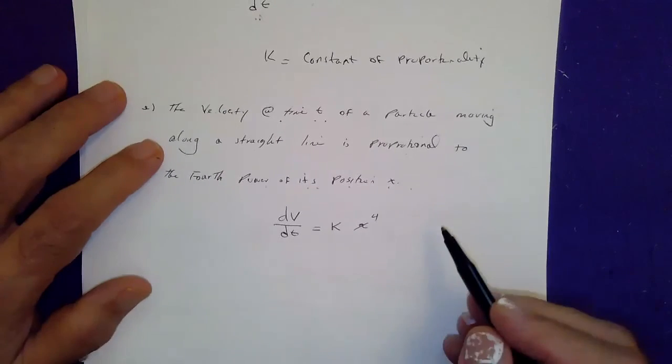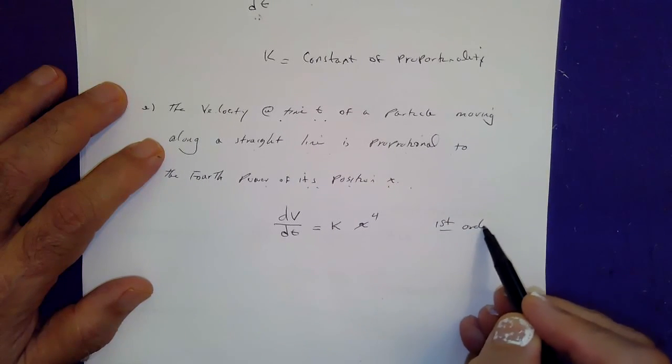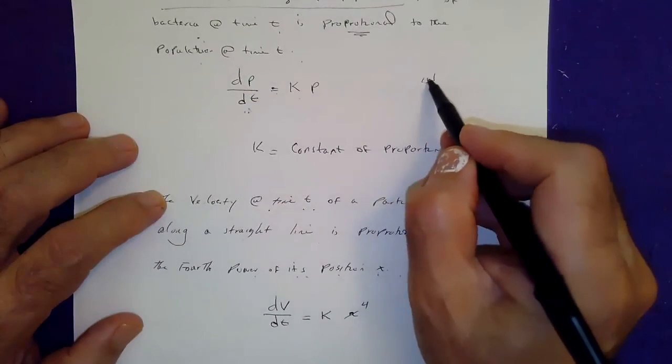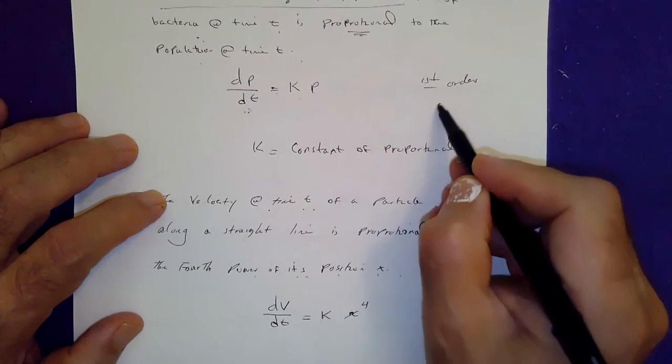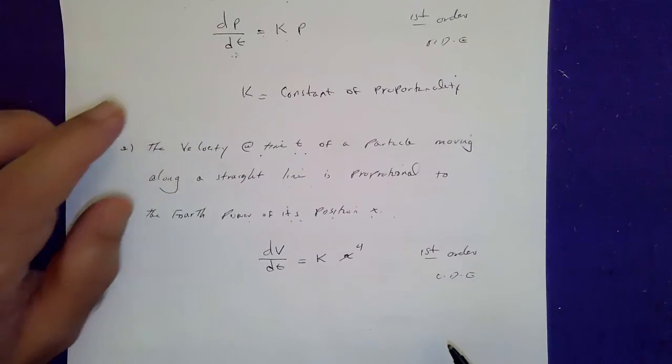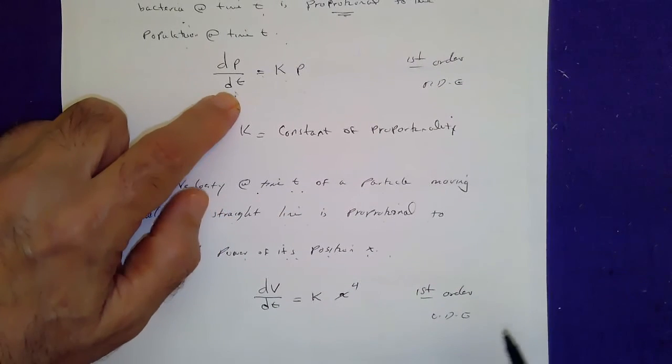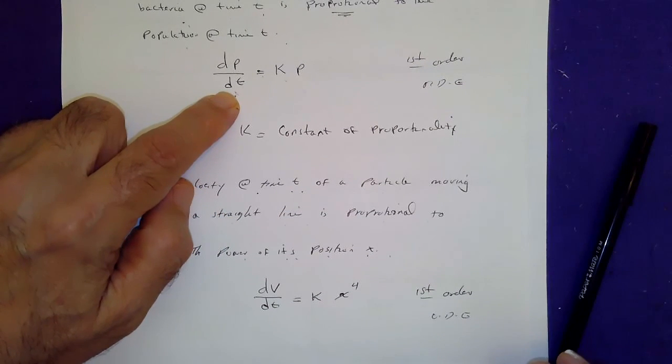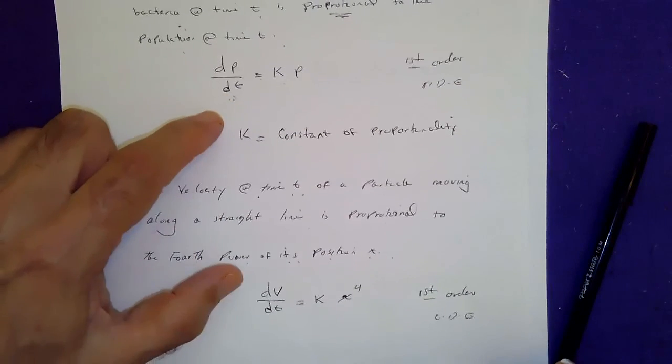And both of these happen to be first order. Do you see it? So these are called first order ODEs. Why? Because the function depends on only one single independent variable, such as t.